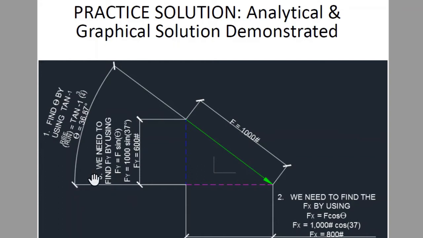And then, of course, lastly, we find the F of y component, or the vertical component, with the function F of y is equal to F times the sine of theta, where F is equal to 1,000 and theta is equal to 37. We find that F of y is equal to 600 pounds.